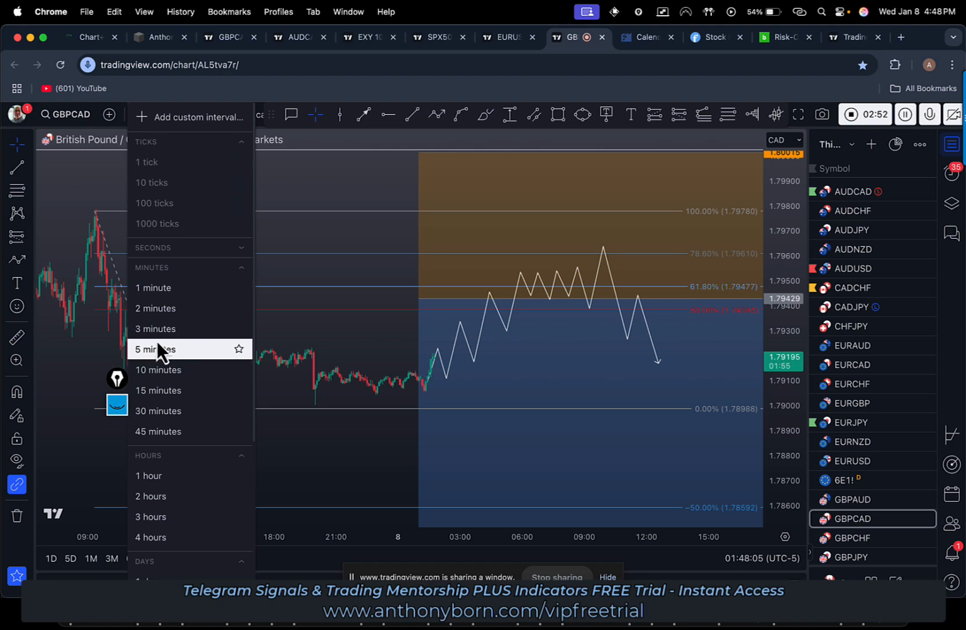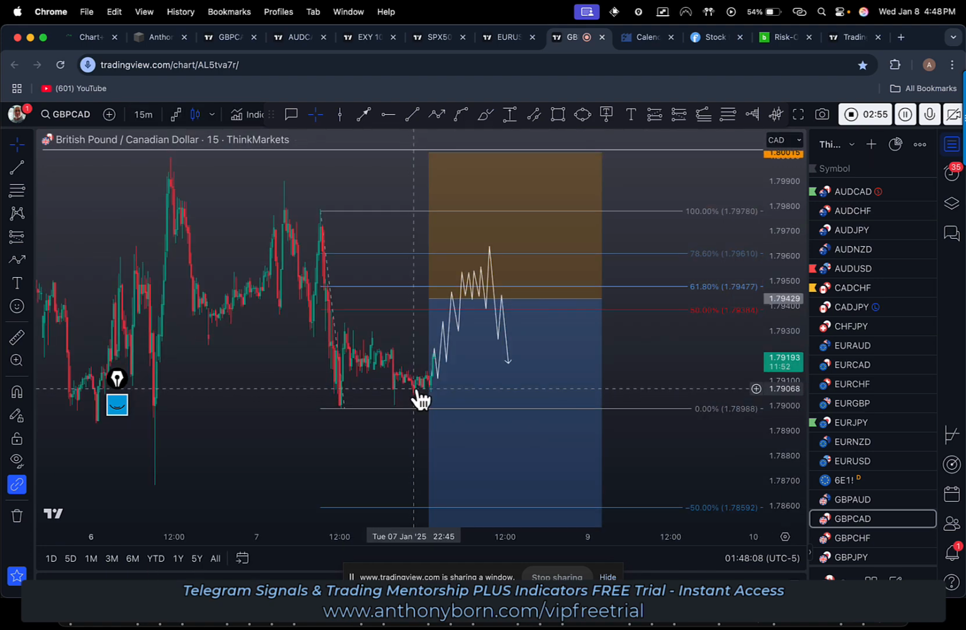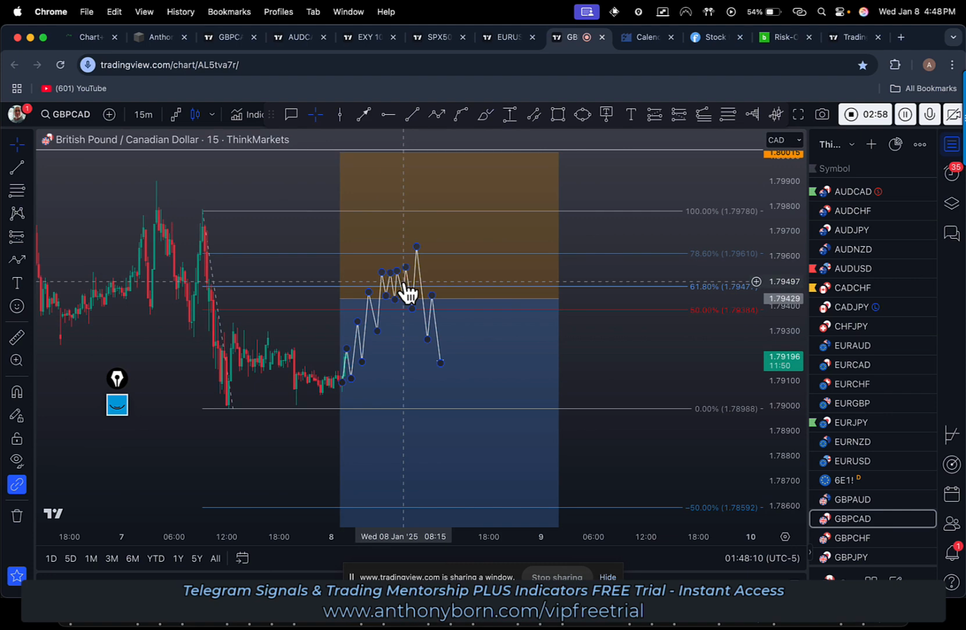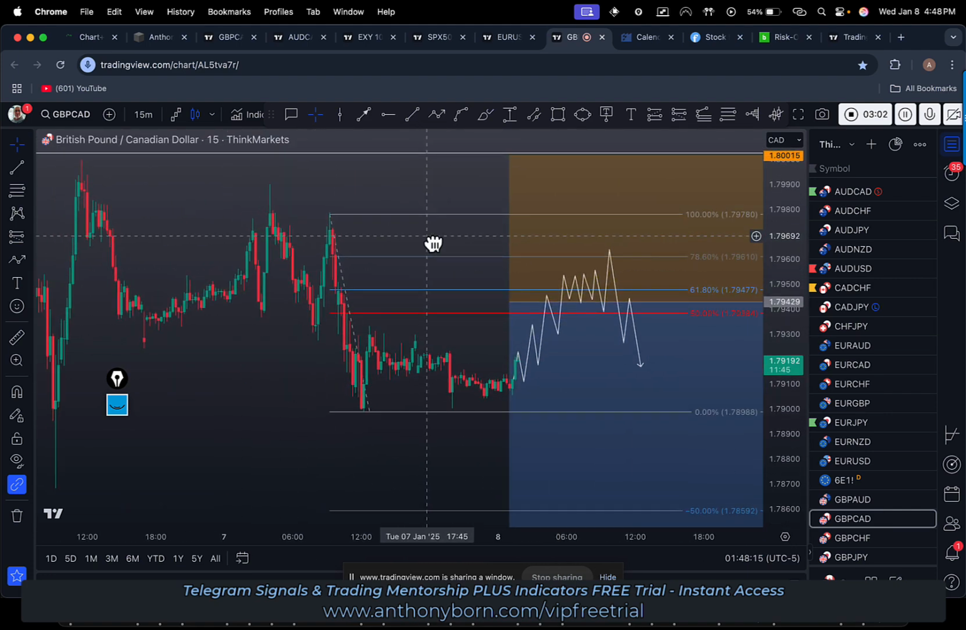Go back out to the 15. Right, so just watch this. It trends up on the 5, and then you want to see the rotation. That's my take on the pound CAD, guys.